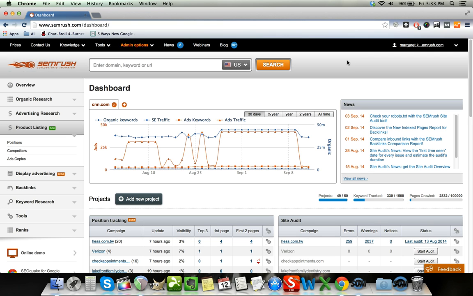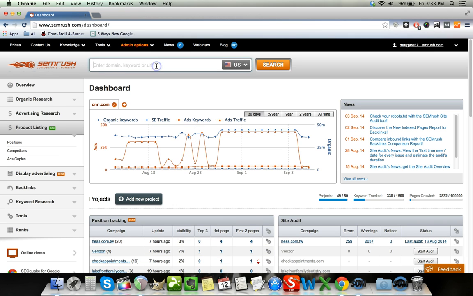So, what you're looking at right now is the dashboard. The dashboard is the first thing that you see when you log into SEMrush. Here you can see I've been tracking CNN.com for organic and ads, keywords, and traffic. We have some recent news over here, and I have access to my projects down here.